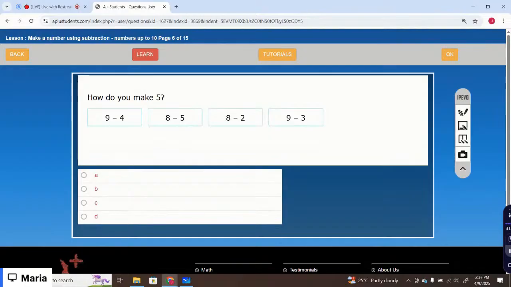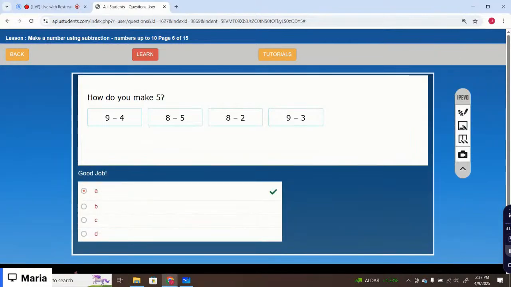How do you make 5, which is the correct option? That is 9 take away 4. Option A is the correct option.